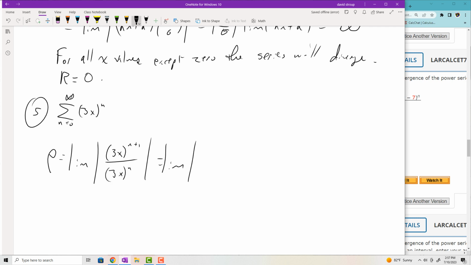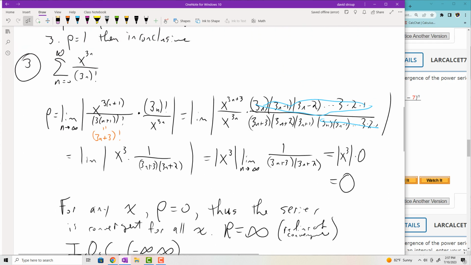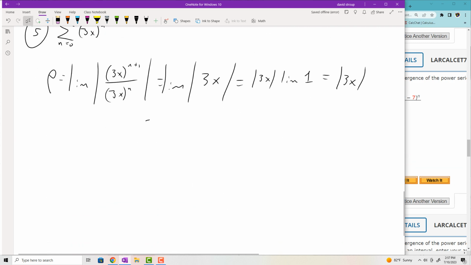And that will be the limit of the absolute value of 3x. And then you can factor out the absolute value of 3x. And you just have the limit of 1. Limit of 1 is 1, so you end up with 3x. Okay, so the ratio test says if that expression is less than 1, it's absolutely convergent. So what you do is take that expression, this absolute value of 3x, which is the same as 3 absolute value x, and say the series will be absolutely convergent when this thing is less than 1.